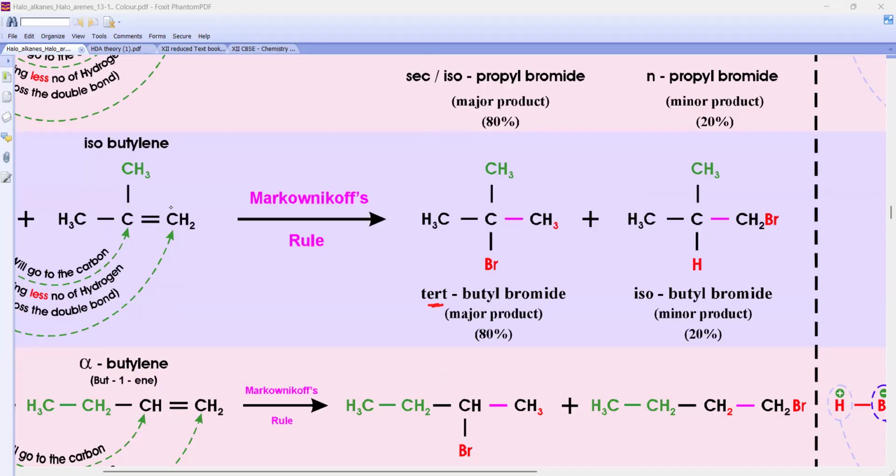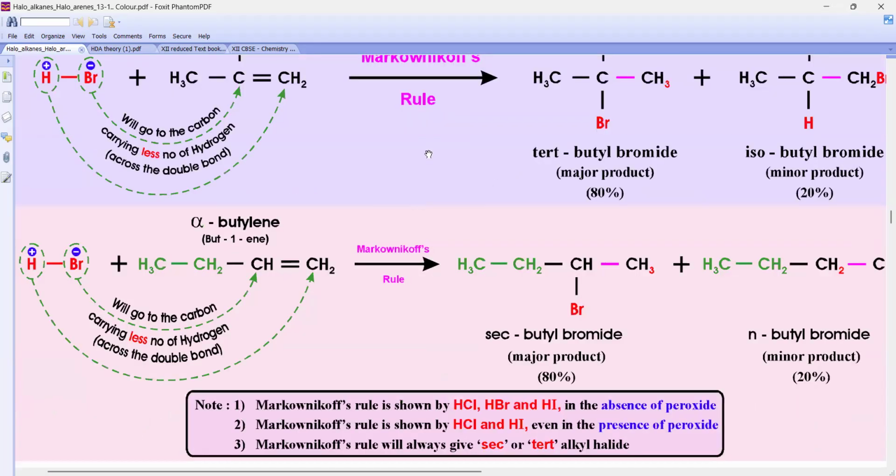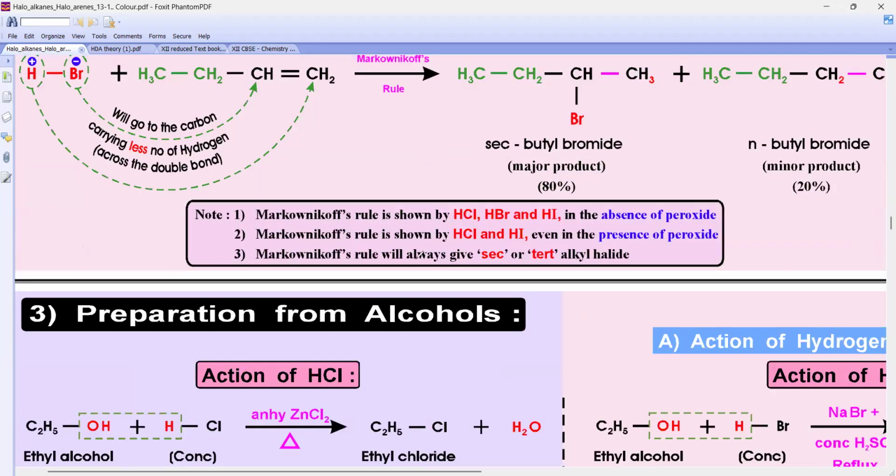Okay, so look, I have written here, Markovnikov rule will always give secondary or tertiary as the major product. So the Markovnikov rule will always give you secondary and tertiary, and this you have to keep in mind. Is this clear? Okay, we'll never get primary as a major product in Markovnikov.